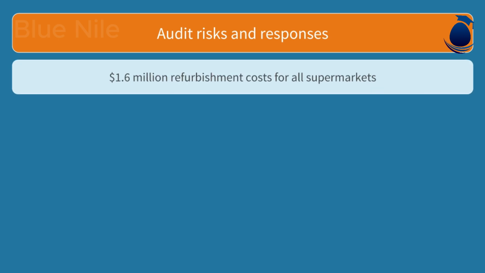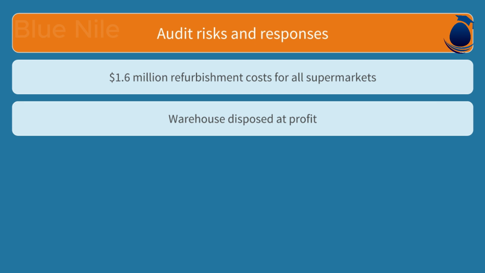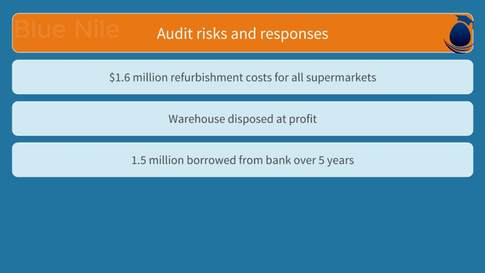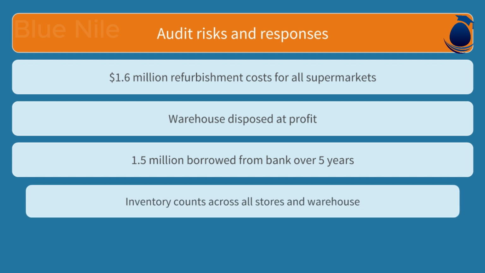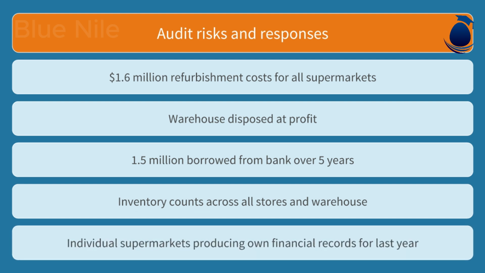There has been $1.6 million spent on refurbishment for all supermarkets. The warehouse has been disposed of at a profit. There has been $1.5 million borrowed from the bank over 5 years. Sunflower stores have inventory counts across all stores and the warehouse on the same day. And individual supermarkets have produced their own financial records for the previous year.